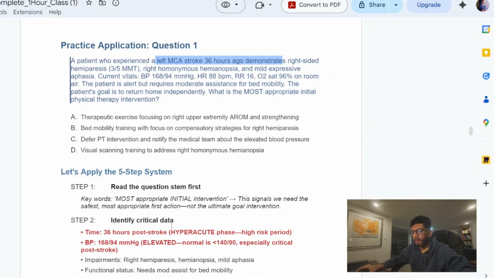So this is the critical data you should be getting from reading this question. First you're looking at the last part of the question, understanding what is the most appropriate initial intervention, not going for the last one. Then you're seeing what the critical data is, what the vital signs say here, what the red flags are, what I should be aware about, the high priority data, right? So that's the critical data.